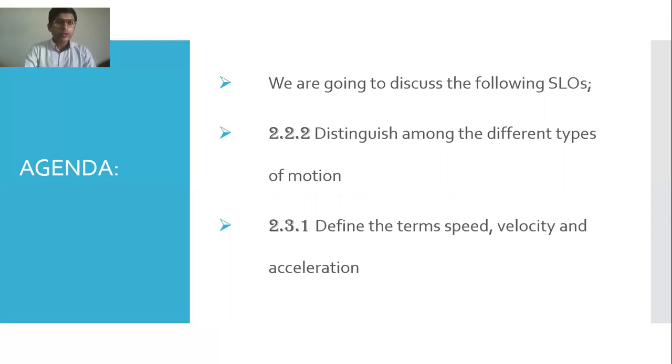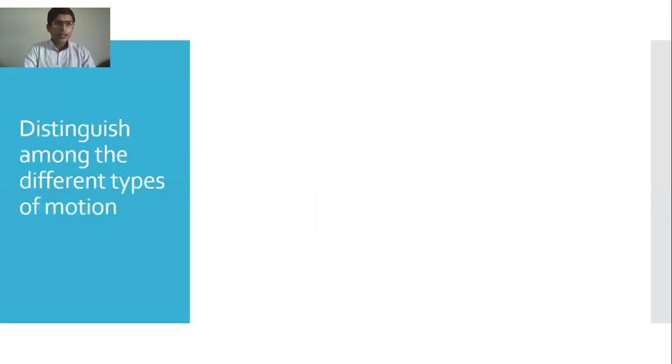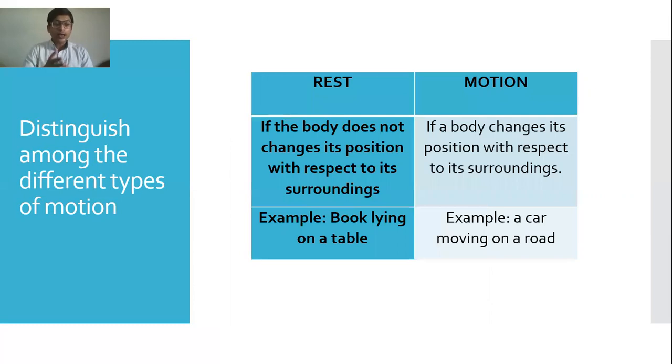Okay, so first we are going to start with our first SLO for this lecture video. The first one is distinguish among the different types of motion. As we have discussed, making a difference between different types of motion, which is rest and motion. So actually we are looking at the difference between rest and motion. Here is a table which gives you the differences, and I have told you before, whenever you are having a difference between any two terms, the first difference should be its definition. So here you can see that the first point is its definition. We are looking at the difference between rest and motion.